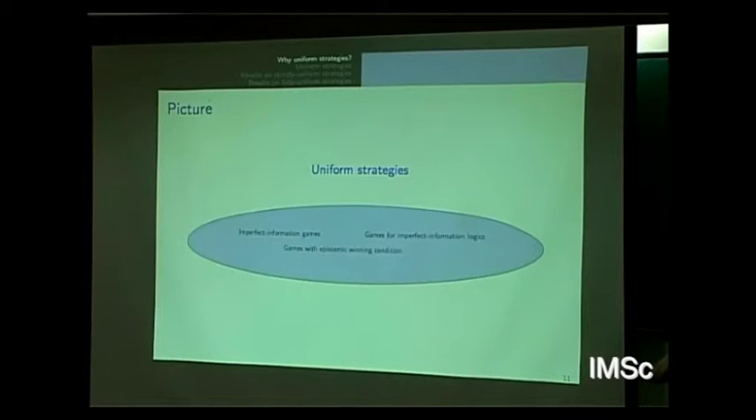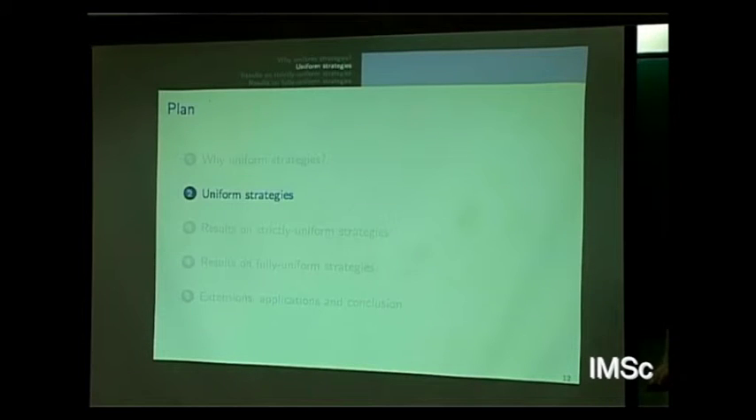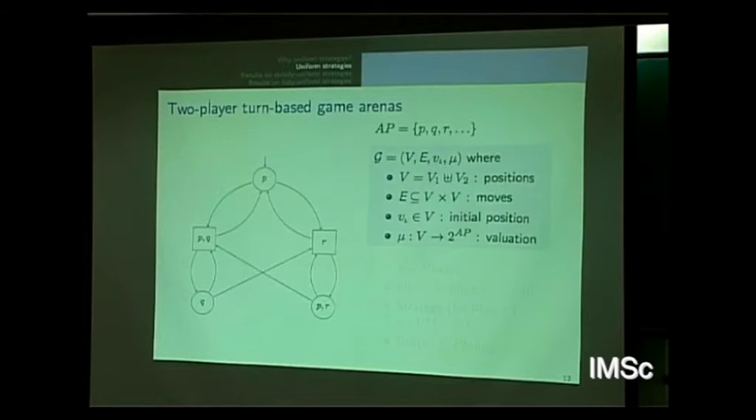So here we have the three examples we have talked about, and so we define a notion of uniform strategies that capture this. And in fact, in games with epistemic winning condition, you can capture many known problems from the literature, like games for non-interference or diagnosis or opacity and things like that. So now I will define what we call uniform strategies.